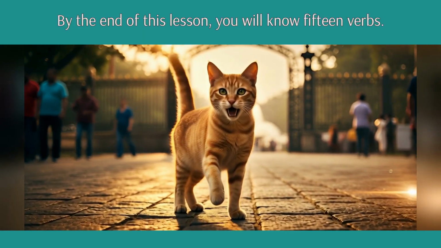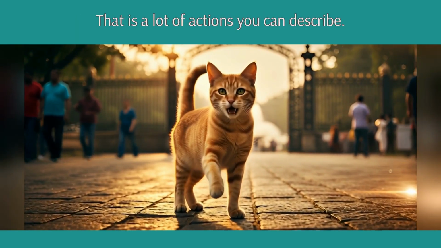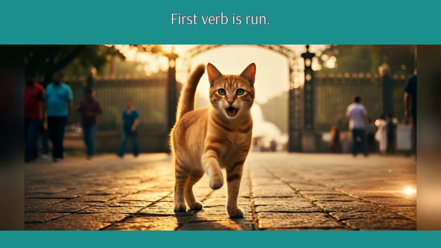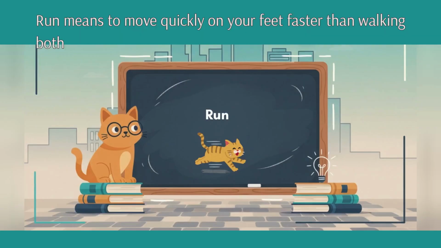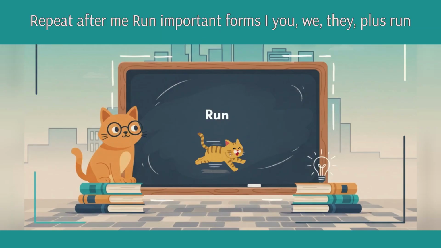By the end of this lesson, you will know 15 verbs. That is a lot of actions you can describe. Let's get moving. First verb is run. Run means to move quickly on your feet, faster than walking. Both feet leave the ground. Repeat after me. Run.